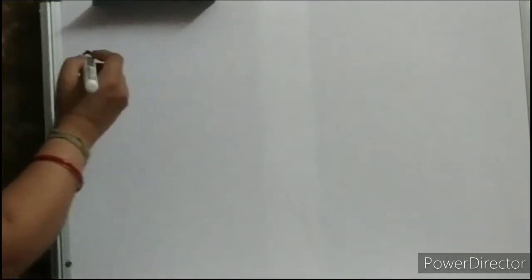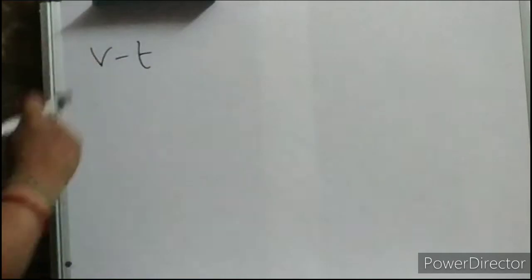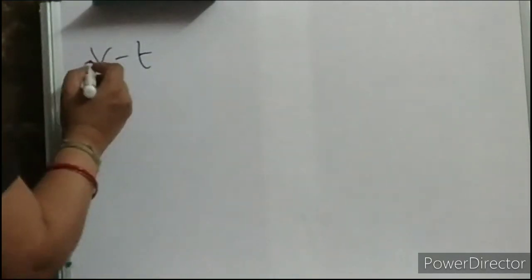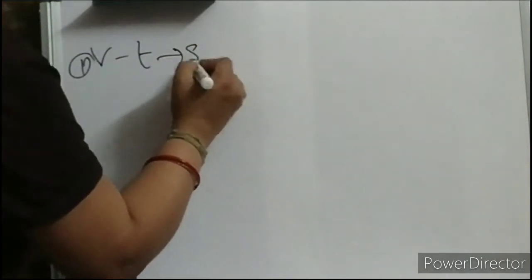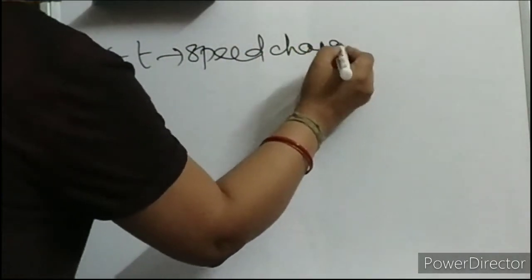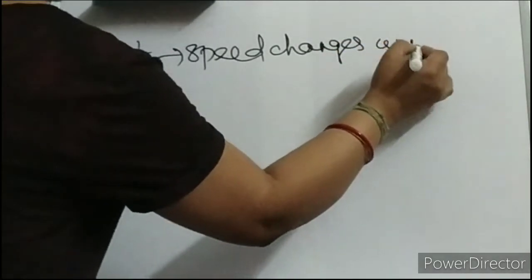In my last video lecture, we have seen the graphs for distance time graphs and also we have discussed velocity or speed time graph for constant speed. So today we are moving further from that. We are discussing the VT graph, velocity time graph, but first we'll check when speed or velocity changes uniformly. Okay children?